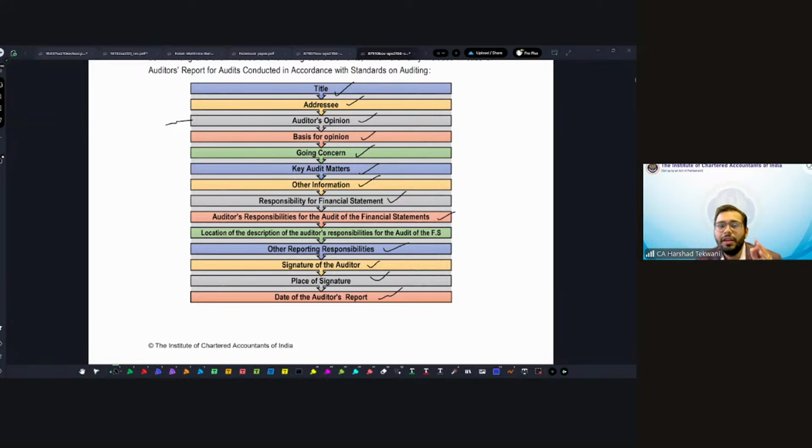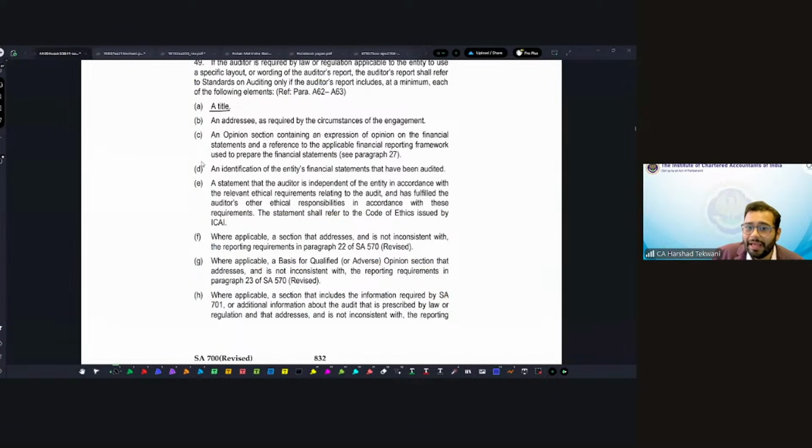SA 700 says that if the audit report which the auditor is required to issue is prescribed by law, if the auditor is required by law to issue the wordings of the audit report in a predefined way, then he should look into whether these things are there at minimum. And which are those things? One, a title. Second, addressee. Third, opinion section containing an expression of opinion. Fourth, identification of the entity's financial statements. Fifth, a statement that the auditor is independent and ethical requirements are met.